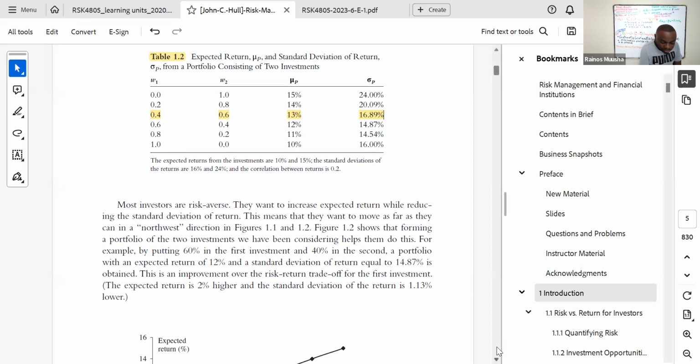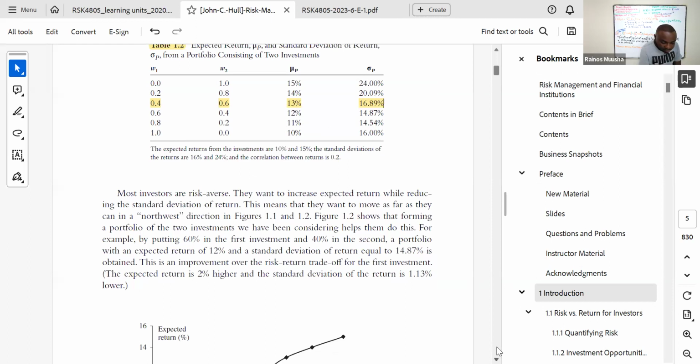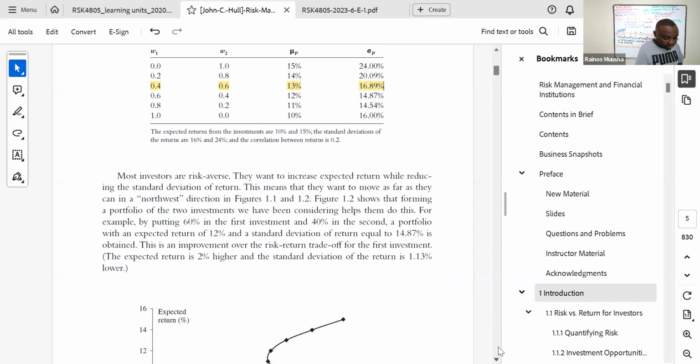Are we on the same page so far? So are you starting to see that there is some sort of relationship between risk and return? I'm basically saying, if you take this much risk, this is the expected return that you're expecting to get. Are we on the same page so far?